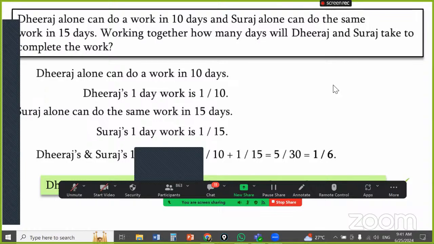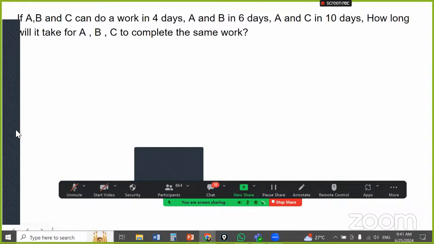Okay, we'll go for the next one. So here I have 3 persons, A, B, and C. They can do a work in 4 days, A and B in 6 days, A and C in 10 days. How long will it take for A, B, and C to complete the same work?